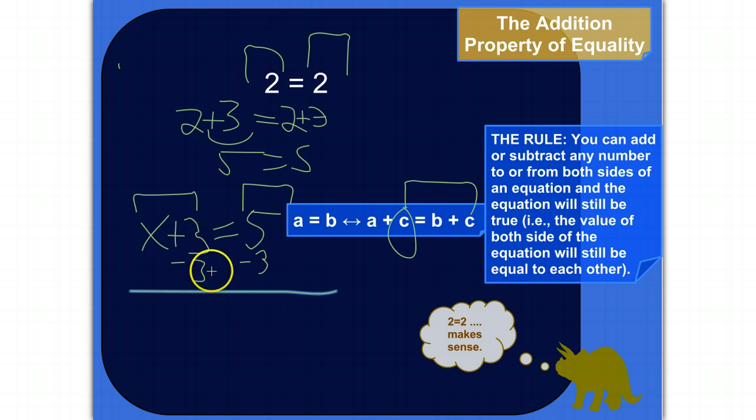So 3 minus 3 is 0. So this side is equal to just x. And if I modify this side, if I subtract the same number from it, 3, I'll get x equals 2. So as you'll see, the addition property of equality is really critical for solving algebraic equations.